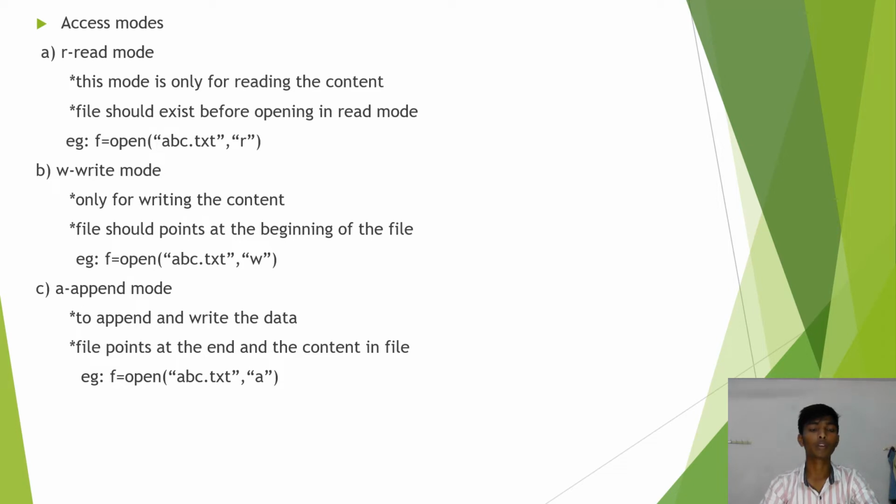abc.txt is the file name. f is the file object. Now append mode. It is used to append and write data. The file pointer points at the end, after the existing content in the file. Here is an example for append mode. F equal to open of abc.txt, comma a. a is the access mode, append mode, abc.txt is the file name, and f is the file object.